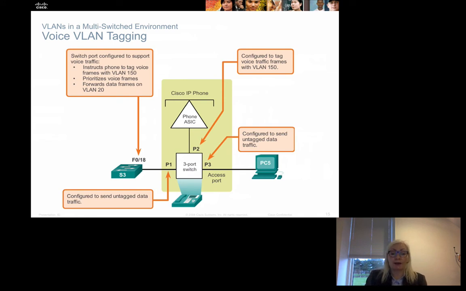We can also see here that the Cisco IP phone will see that there are different VLANs, and it will be configured to tag voice traffic, for instance, in VLAN 150, and configured to send untagged traffic on the data VLAN over here, for instance, VLAN 20. So the built-in switch here will see the different VLANs and also see whether they are tagged or not.